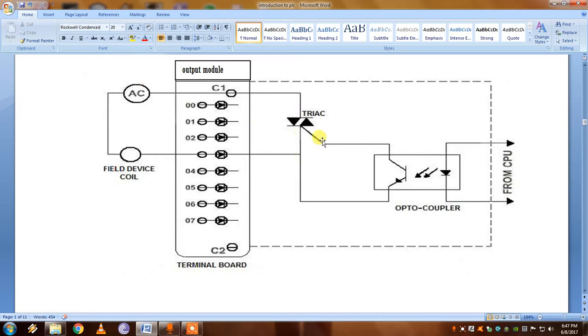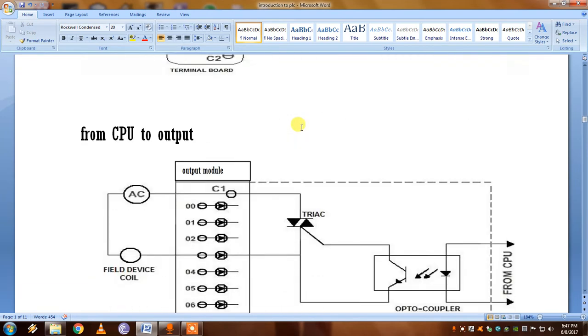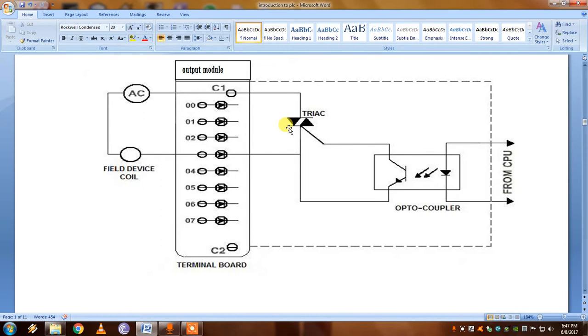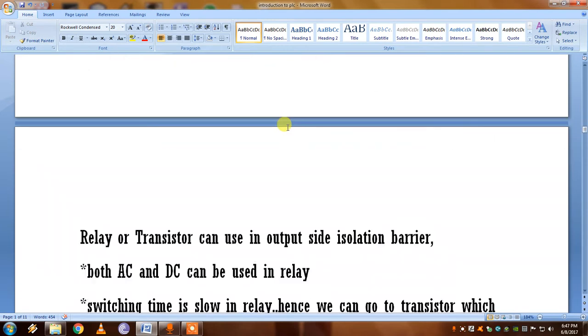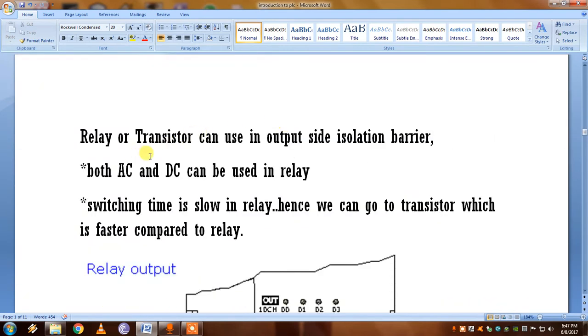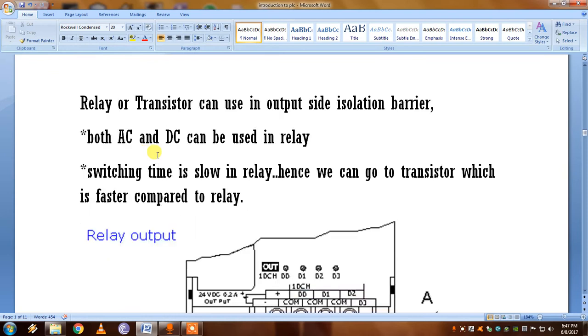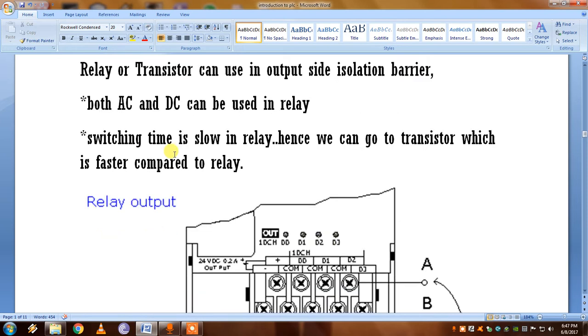Here we have used a triac, but normally we use a transistor or relay. This is the input and output side barrier. That was the input side barrier. Let's see the output side barrier we use. A relay or transistor can be used in the output side barrier. With a relay, both AC and DC can be used: an AC connection of 230 volt AC or 24 volt DC can be given. But the switching time is very slow in a relay.